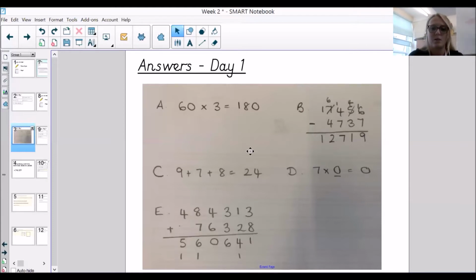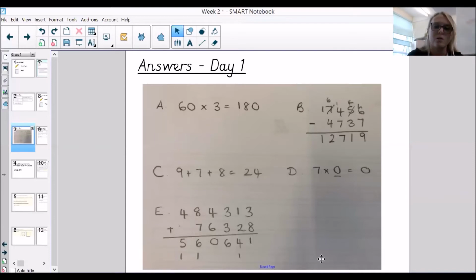Starting with the 1s, 3 plus 8 is 11, so put the 1 down, carry the 10. 1 plus 2 plus 1 is 4. 3 plus 3 is 6. 4 plus 6 is 10. So put the 0 down, the 1s digit, carry the 10. 8 plus 7 plus 1, so 8 plus 7 is 15, add the 1, 16. So put the 1s digit of the 6 down, carry the 1, and then 4 plus 1 is 5.